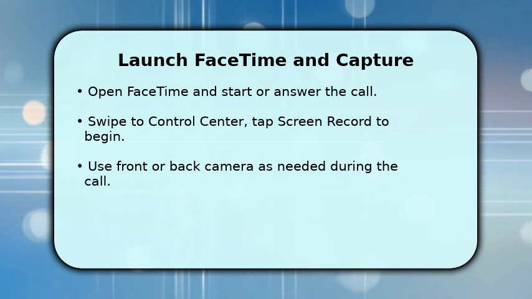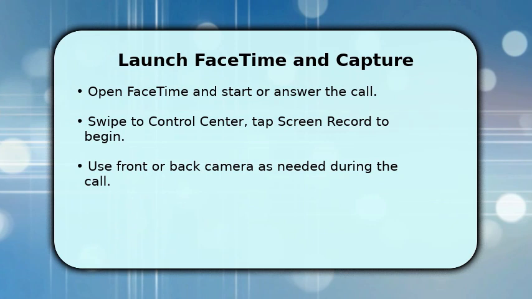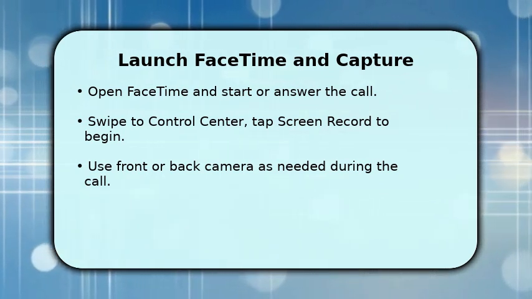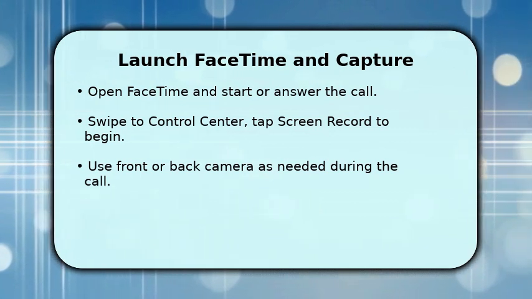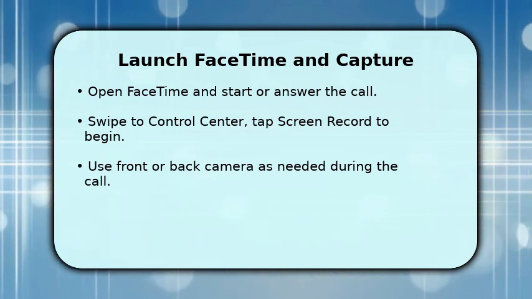Once the call is live, swipe to reveal Control Center and tap the screen record button to begin. You'll see a 3-second countdown. Return to FaceTime to record both video and audio. If you need a different view, switch cameras or pin a participant. Keep an eye on the red status bar indicating active recording.